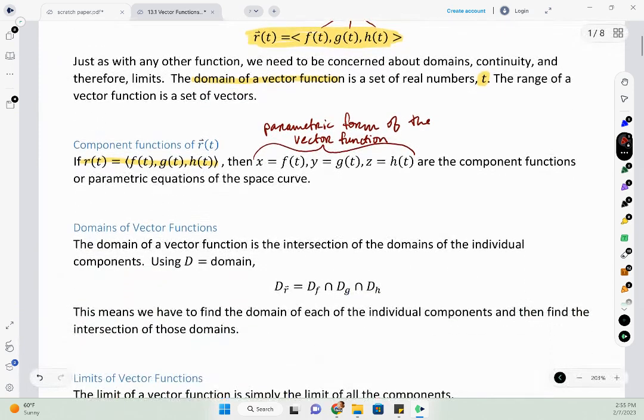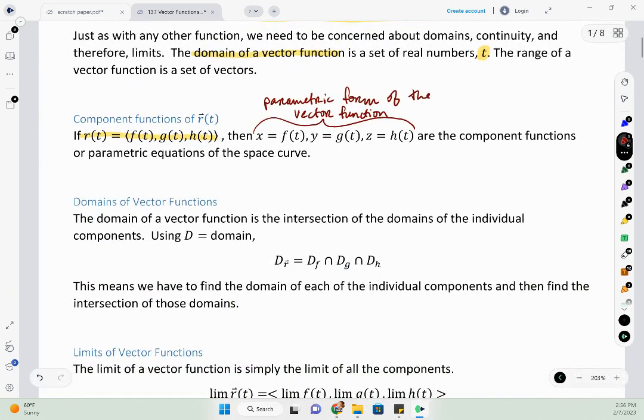Okay. Domains of vector functions. So what has to happen is that we have to look at the individual functions f, g, and h, and we have to find their unique domains. Then we look at the intersection of those domains. So this little blurb right here is just saying the domain of f intersected with the domain of g, intersected with the domain of h. And that's going to give us the overall domain of the entire function.